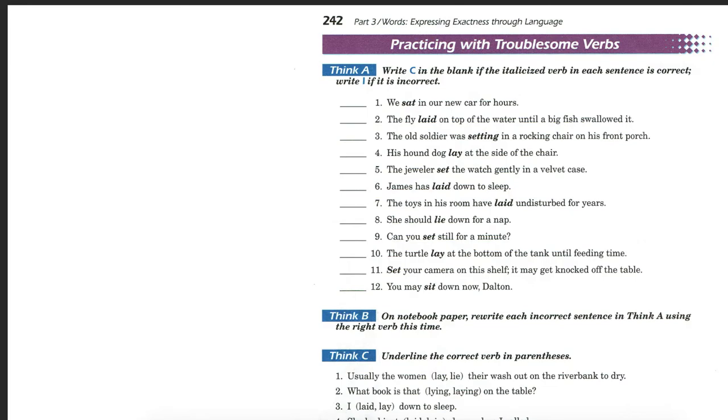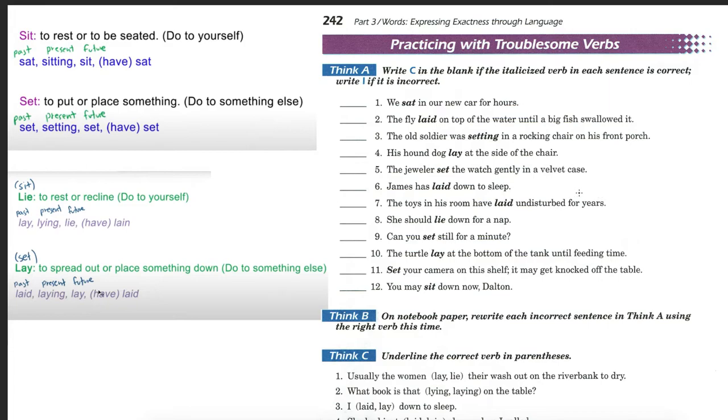Hey, fourth graders. This is pages 242 to 243, practicing with troublesome verbs. All right, so this is just more examples on how to use lie and lay and sit and set. So nothing new to teach you guys. Just a review. These are just some screenshots I took from my other videos.